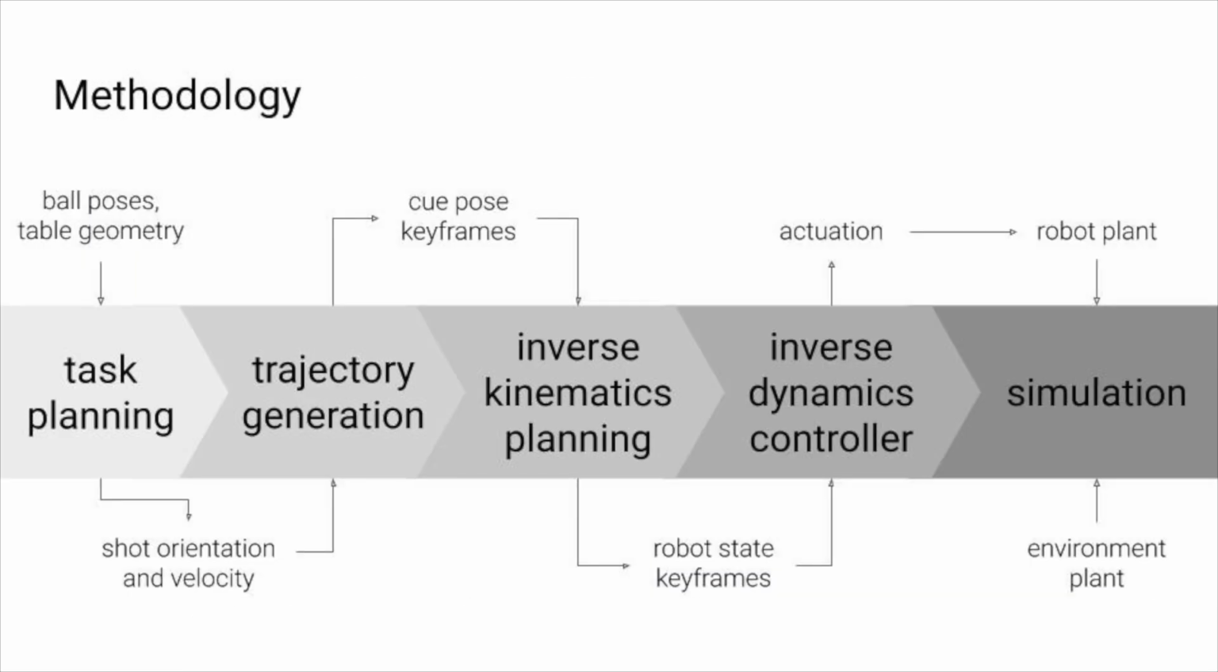Now that we have the pieces of the simulation, we focused on the process of making a single shot. Given the ball poses in table geometry, we run task planning to generate a shot orientation and velocity. This is passed into trajectory generation to create a series of keyframes defining the pose of the cue throughout the shot. Inverse kinematics planning translates these cue poses into robot states, and the inverse dynamics controller uses the robot state keyframes to actuate the robot in the simulation.